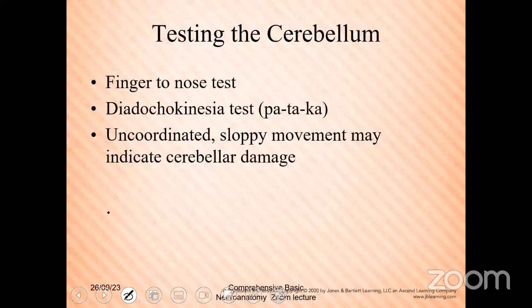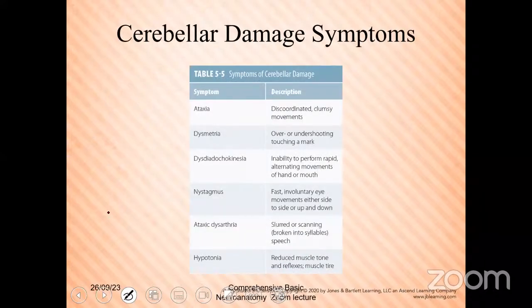Also, uncoordinated sloppy movements on tandem walking may indicate cerebellar damage. So cerebellar damage results in ataxia. Ataxia is discoordinated clumsy movements. Dysmetria is over or undershooting when touching a mark. Dysdiadochokinesia is the inability to perform rapid alternating movements of hands or mouth. Nystagmus is fast, involuntary eye movements, either side to side or up and down.